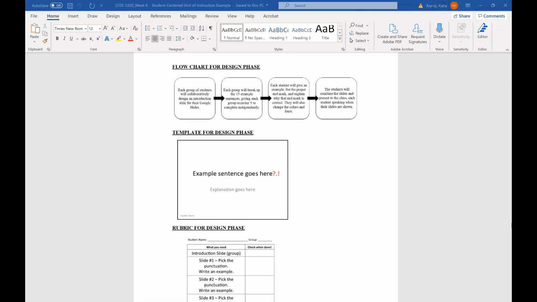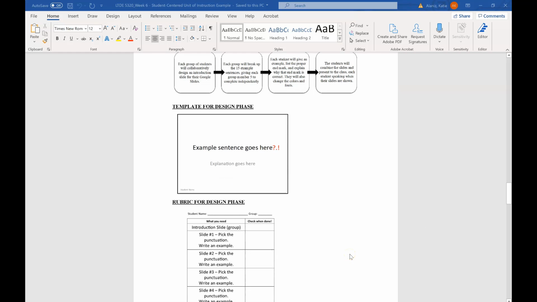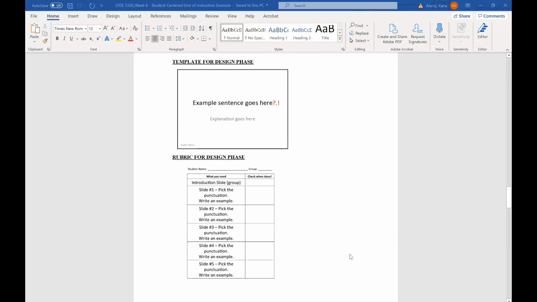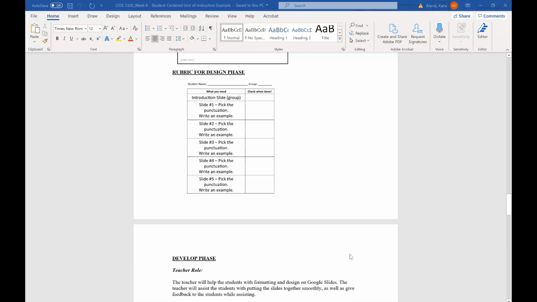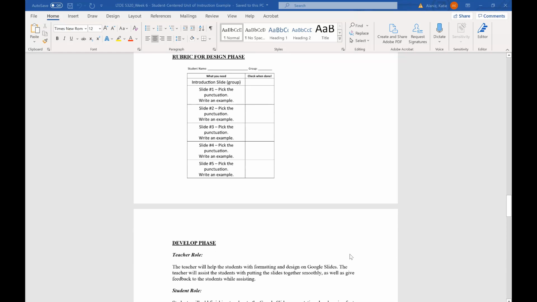And I would recommend that you include a flow chart as well. There is a template for the design phase as well as a rubric, so that students will be able to begin with the end in mind and remain mindful of the goals that they are working towards.